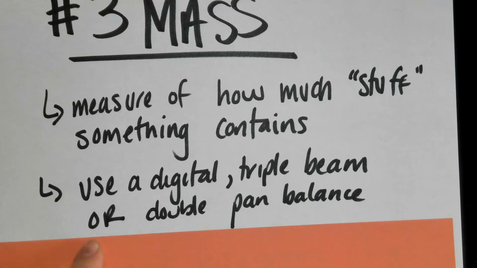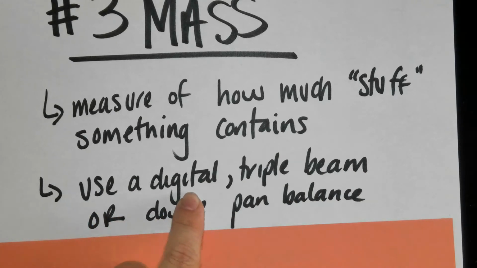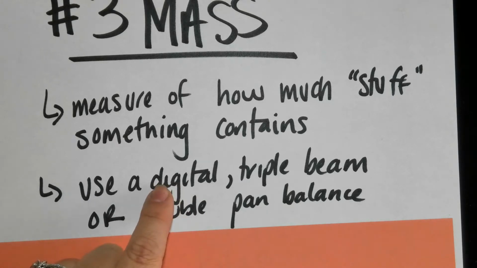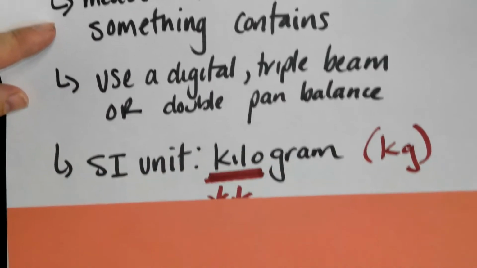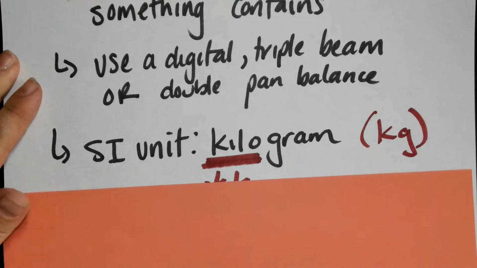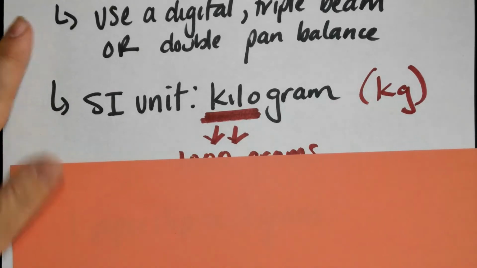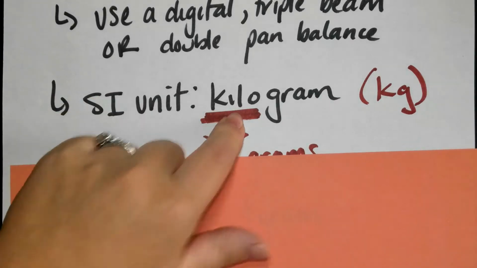What are some tools that we can use? Think back to our equipment lectures. You can use a digital, triple beam, or a double pan balance. Digital is what we'll primarily use in here. It's pretty easy to use, and we're going to have to go through the steps of how we use that, okay? So the SI unit for mass is a kilogram.